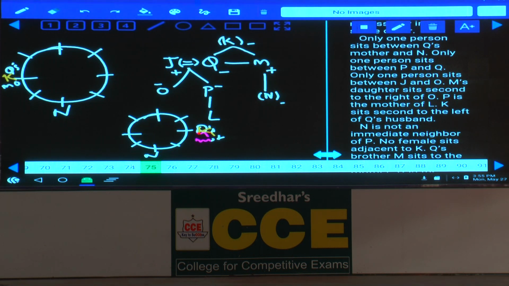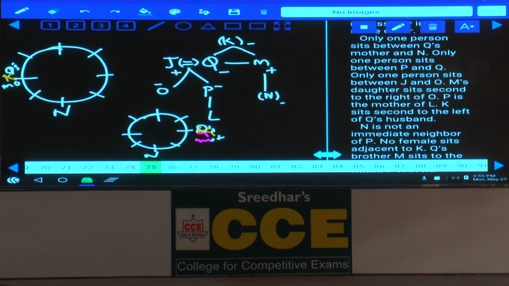And only one person sits between P and Q. One person between P and Q. Only one person between J and O. M's daughter sits second to the right of O. Who is M's daughter here? N. N sits second to the right of O.